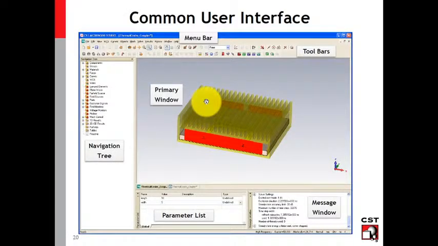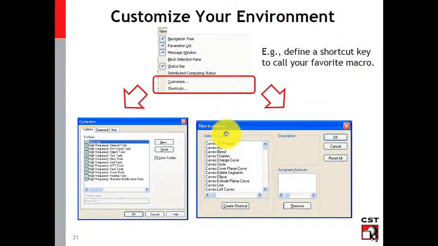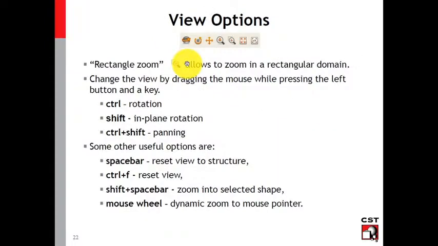The common user interface, this is the navigation tree. We will go through it in CST directly. You have the menu bar, you have the primary window and the toolbar. This is the message window when you start to create parameters for the design. Do you want to see the navigation tree, the parameter list, or do you want to undo this? We have here different tools or shortcuts to use in CST. No need for them all, but we can use them.